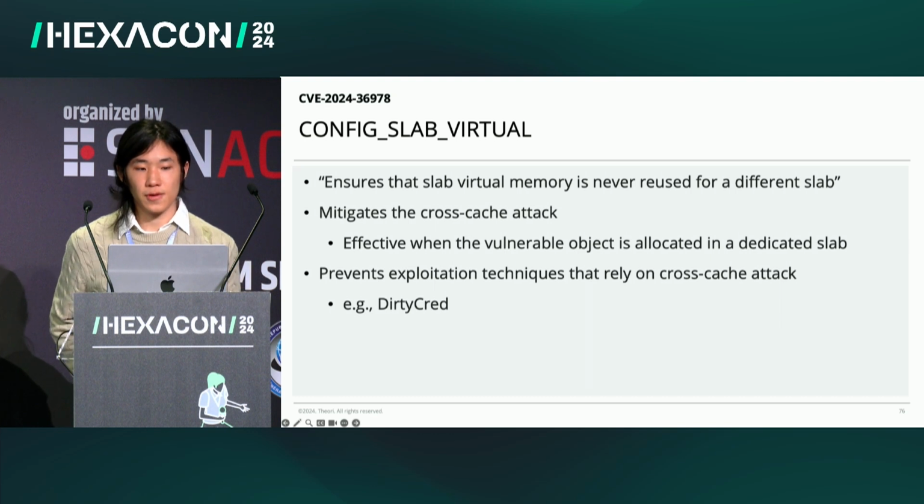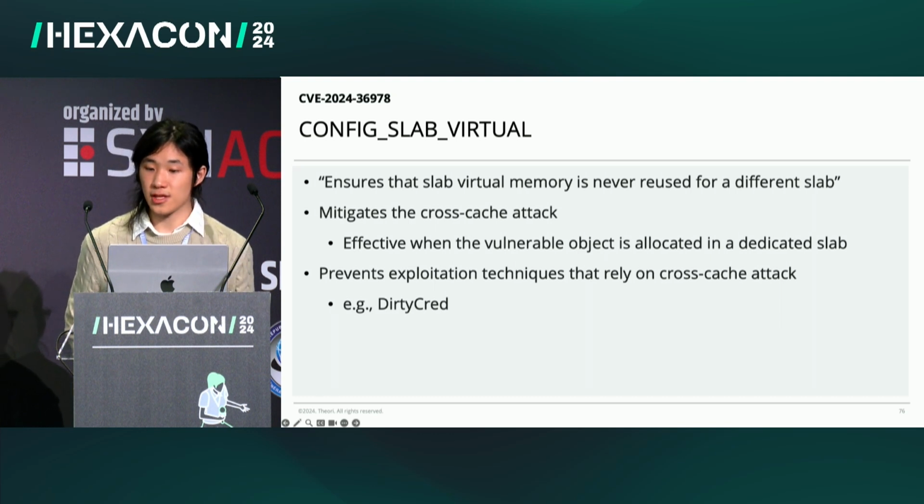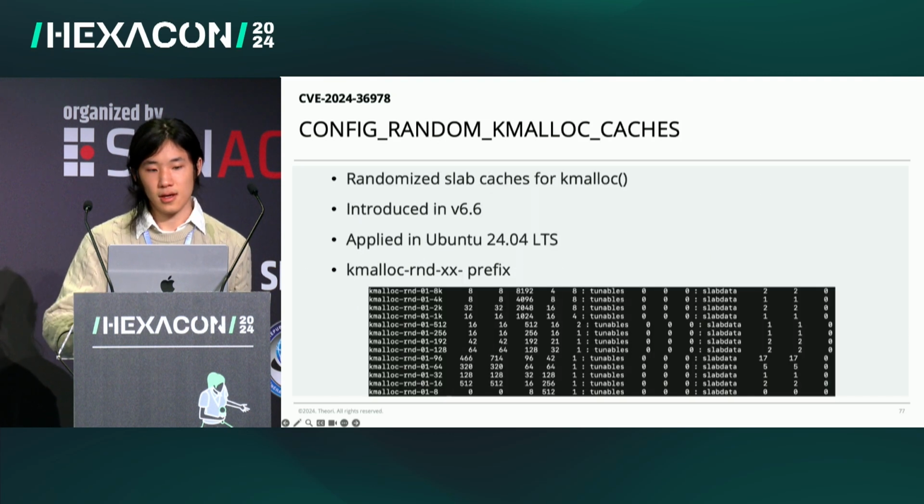Next is SLAB_VIRTUAL. SLAB_VIRTUAL is a technique designed to prevent cross-cache attacks, ensuring that slab virtual memory is never reused for a different slab. So generally, exploitation uses these cross-caches, but it is impossible in the kernel CTF mitigation environment.